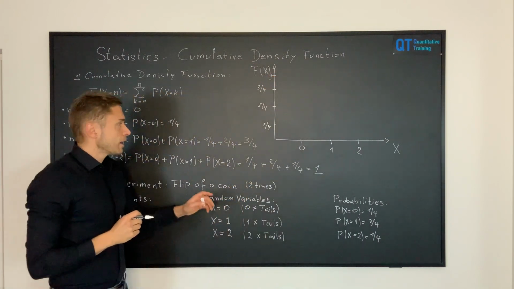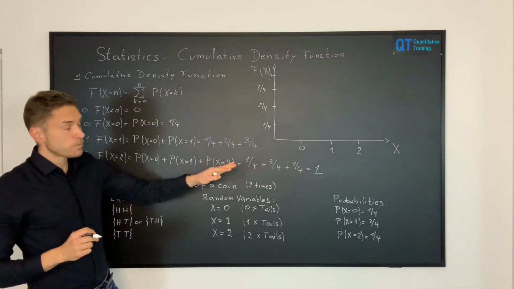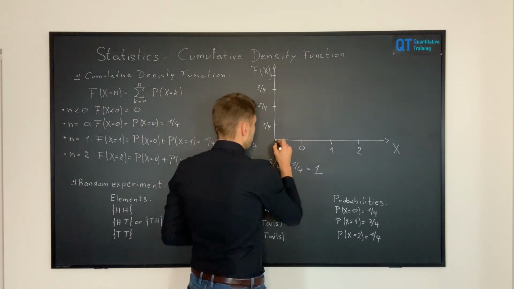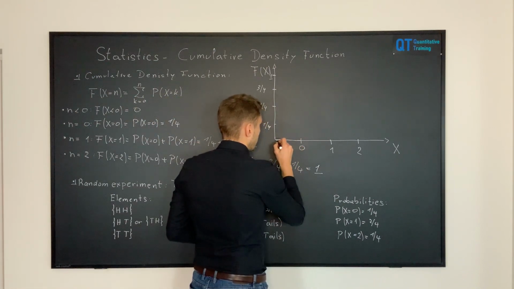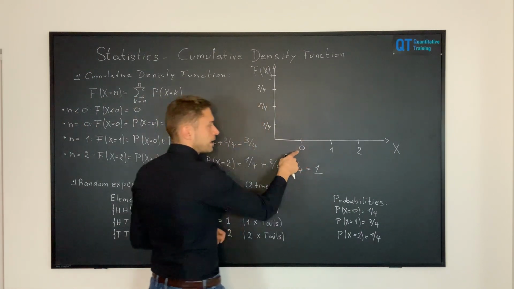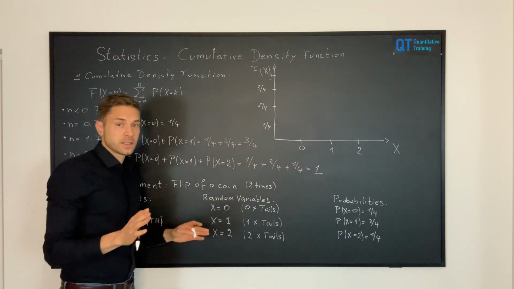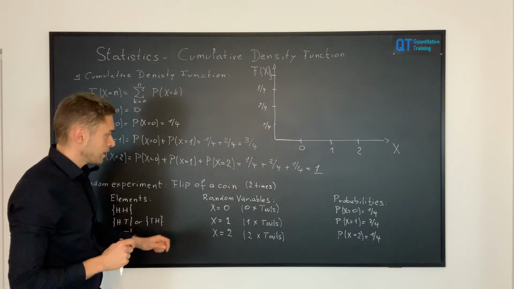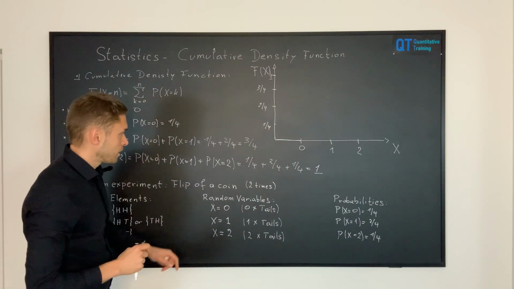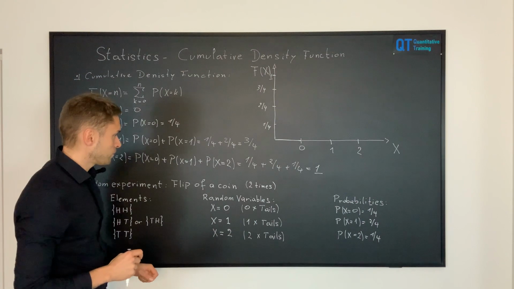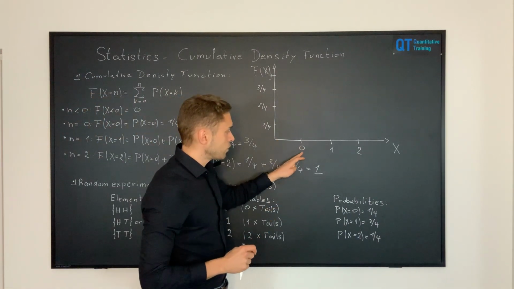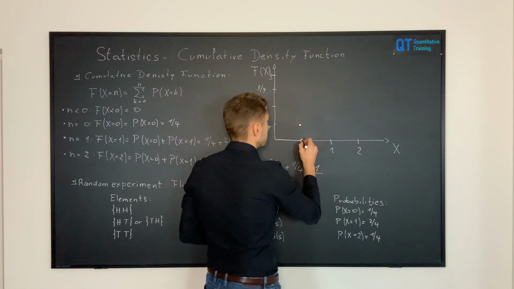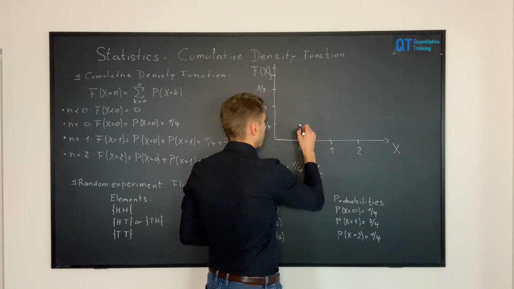So we saw that for n smaller than 0, our cumulative density function is 0. So we are basically somewhere here. And then suddenly, at the level of the random variable x equals 0, our cumulative density function performs a step, going from probability 0 up to 1/4. So we end up here. This value is excluded and we end up here.